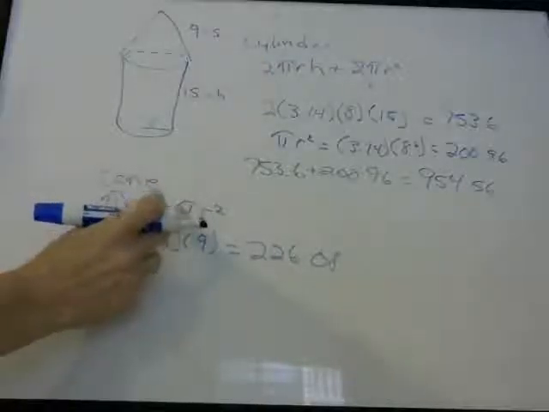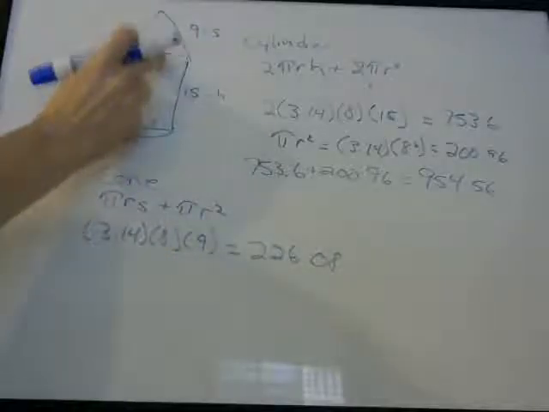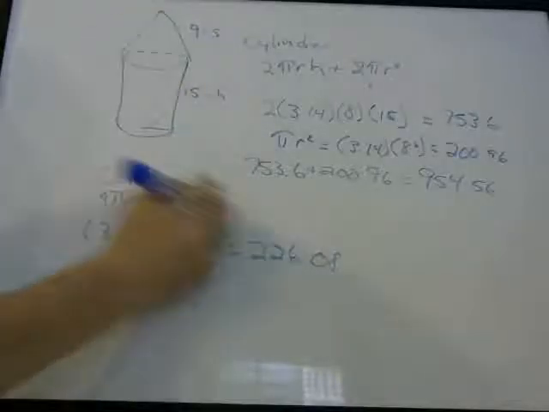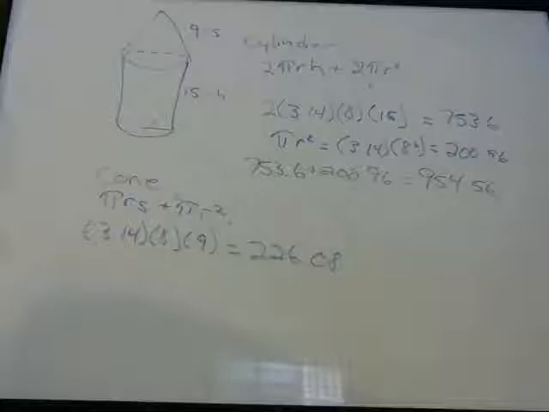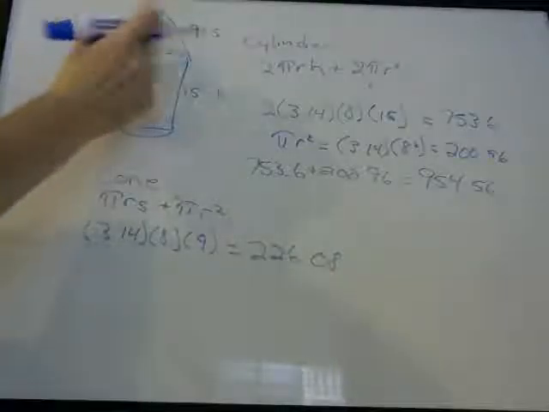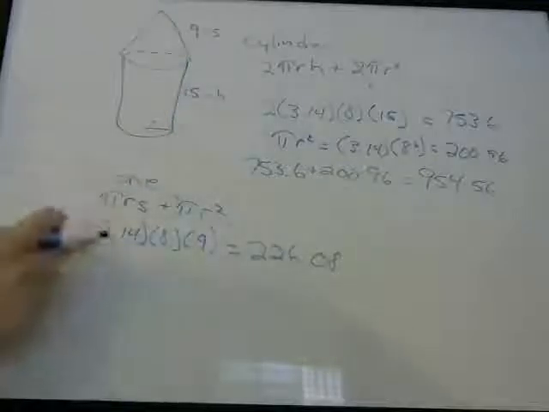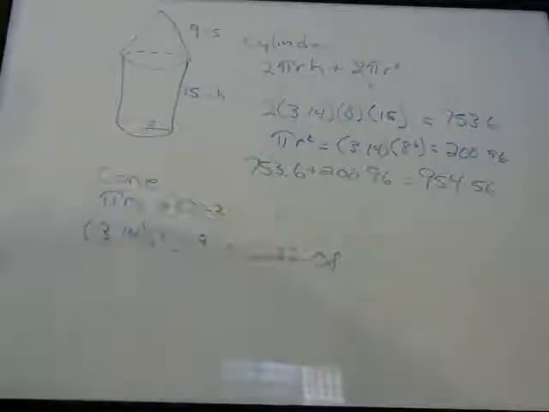And now what is pi r squared? That is the area of a circle. That is the area of the base. Remember, we don't need the area of the base because we can't see that. We're not painting that, if you will. So what we need for the cone is just this, 226.08.